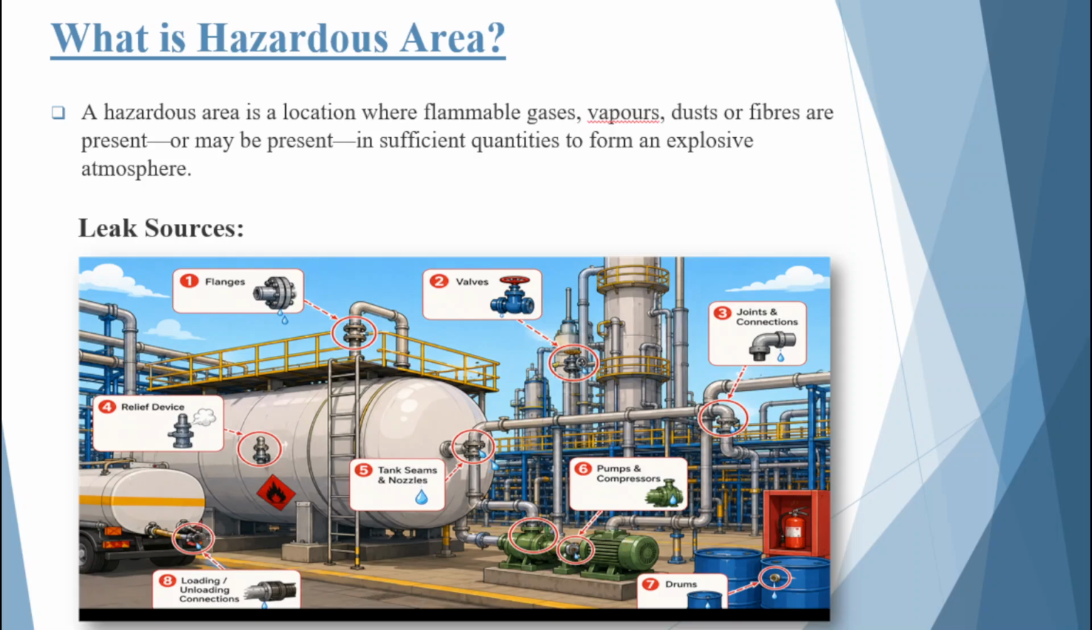Finally, there's a pressure relief valve or PRV. During an overpressure condition, it opens automatically to protect the equipment by releasing process fluid. If the released fluid is flammable, it can temporarily create a hazardous atmosphere around the discharge point. These are known as potential leak sources because they can release flammable materials into the surrounding air.